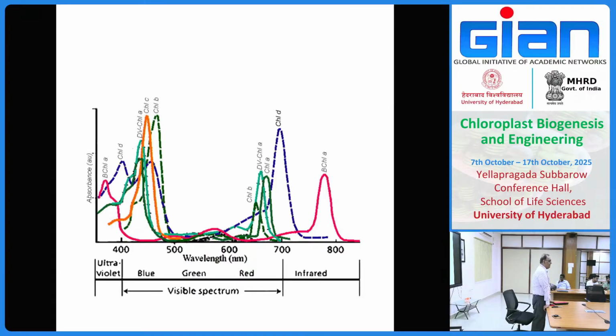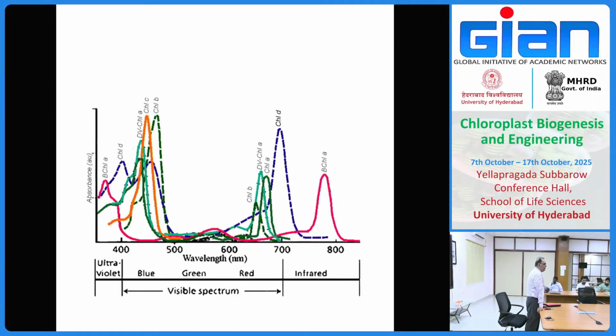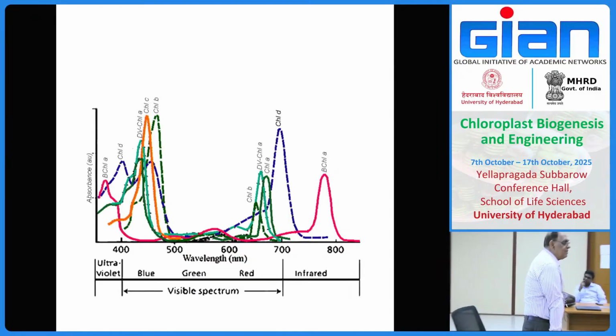CH3 becomes CHO, right? Group A to B, or a methyl group becomes CHO, right? It's a big shift, right? In the absorption property, big changes. Why this?